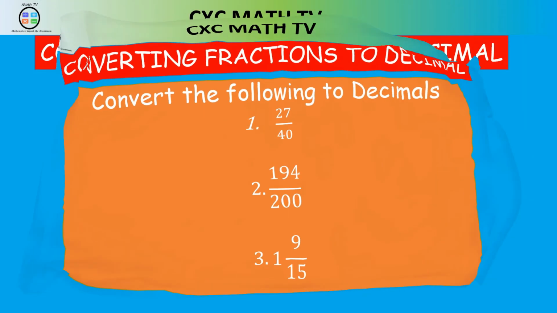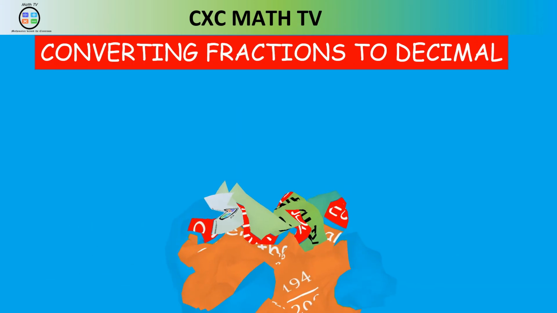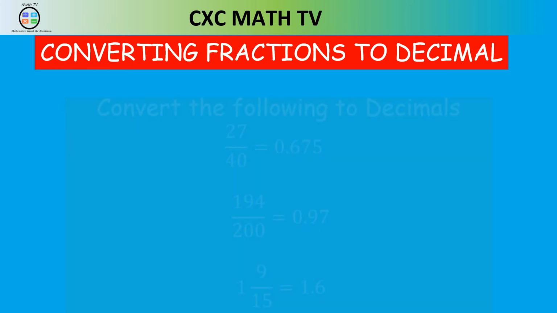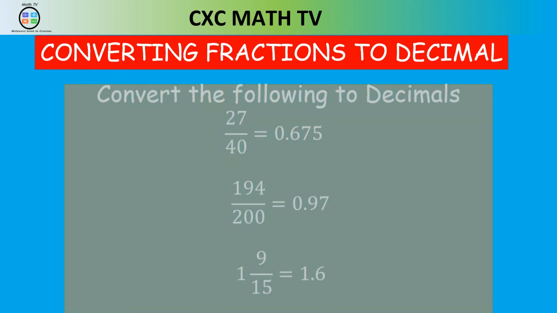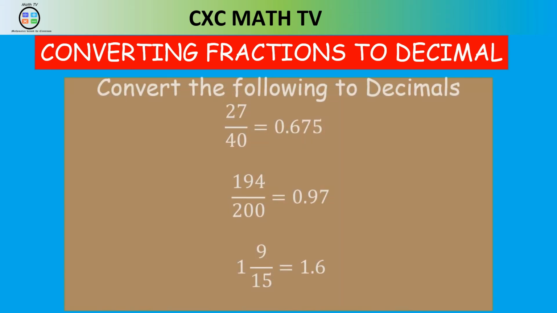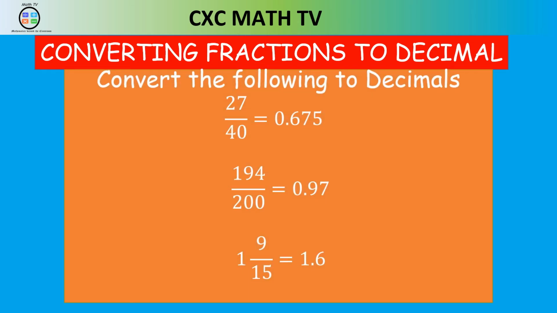So these are the results that we should have gotten. 27 out of 40 is 0.675. 194 over 200 is 0.97. And 1 and 9 over 15 is 1.6. I do hope everyone got them correctly and did the procedures above.